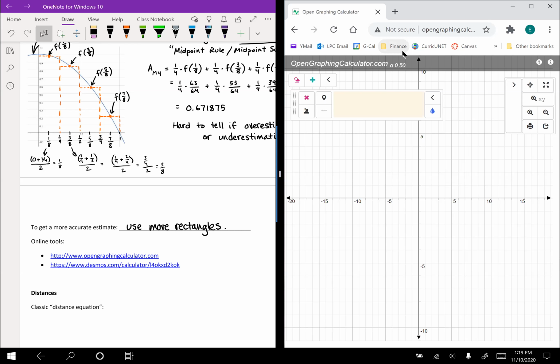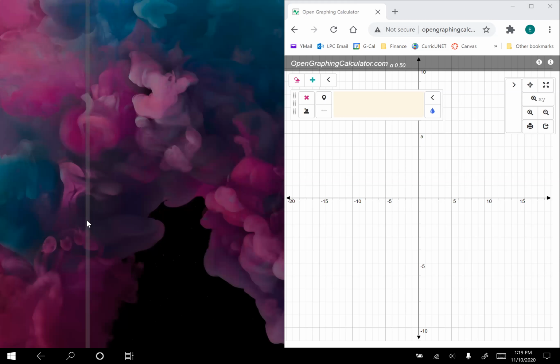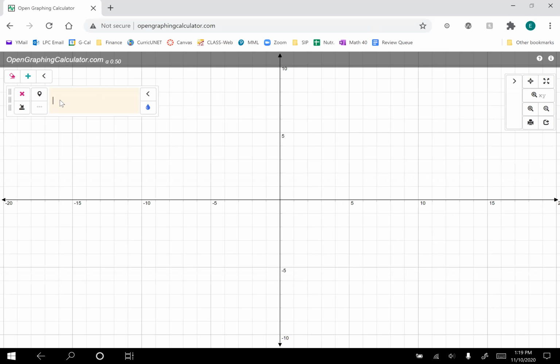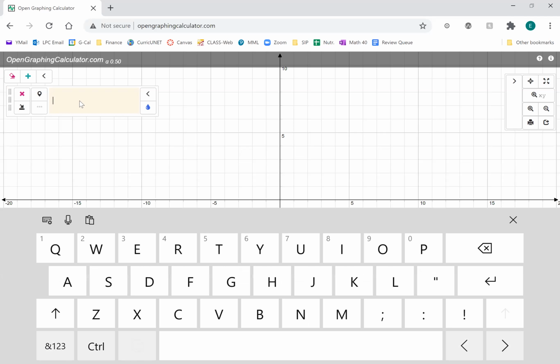opengraphingcalculator.com. All right, old favorite of mine from my old computer science professor. Desmos.com also has a nice calculator for this. It shows you all the little rectangles. There's a variety of settings you can play around with. So if you guys want to try that one out, the link is on the notes.